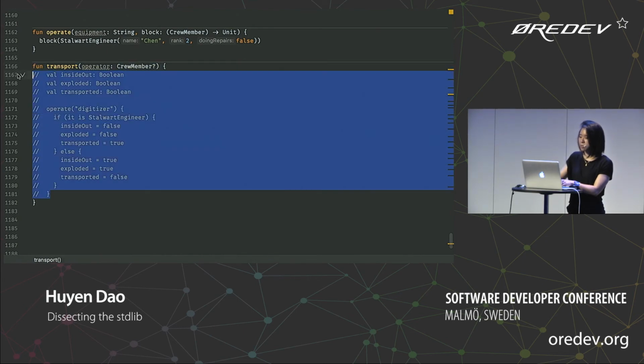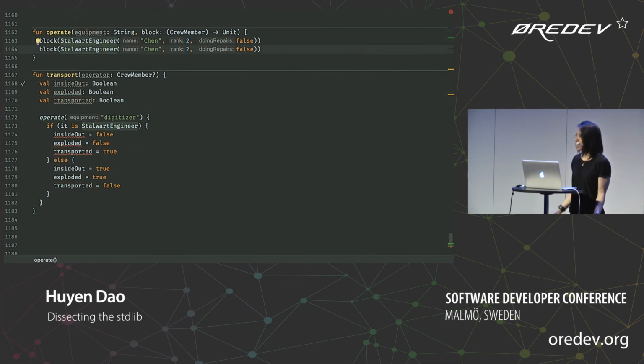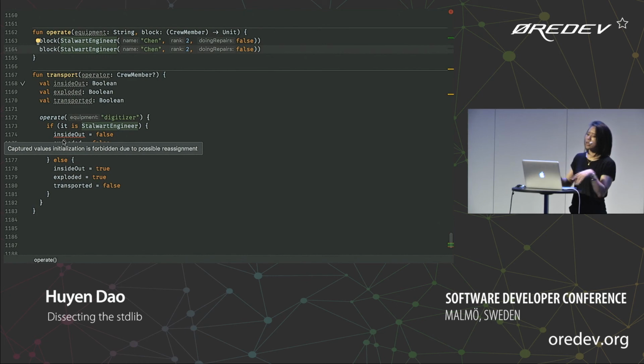So this is something that actually happened to me at work. I had a higher order function that I wanted to use to pull some values out from configuration and assign them to one-off vals. And I got this error: captured values initialization is forbidden due to possible reassignment. The reason the compiler doesn't like this is that in my higher order function, I could have called the lambda twice, which means any vals that I'm assigning inside of my lambda or my block, I'd end up trying to assign a val twice, which is why the compiler said, no, please don't do that.